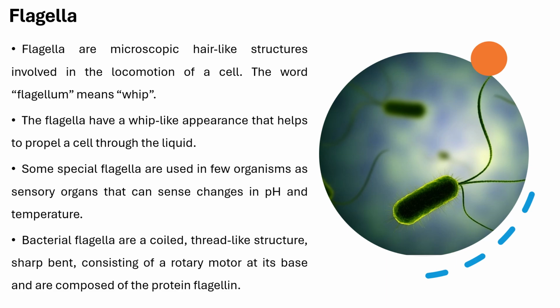Some special flagella are used in a few organisms as a sensory organ, so that they are able to sense changes in pH as well as temperature. The bacterial flagella are coiled, thread-like structures, sharp and bent, consisting of a rotary motor at the base. They are composed of a protein called flagellin.